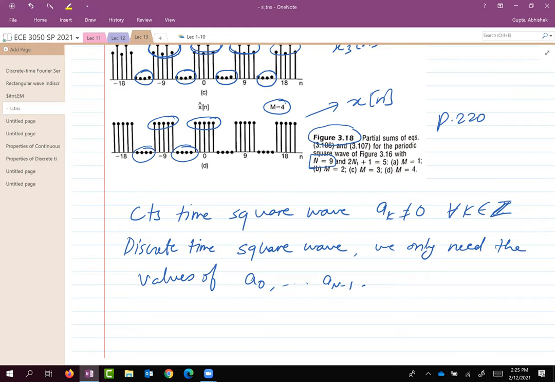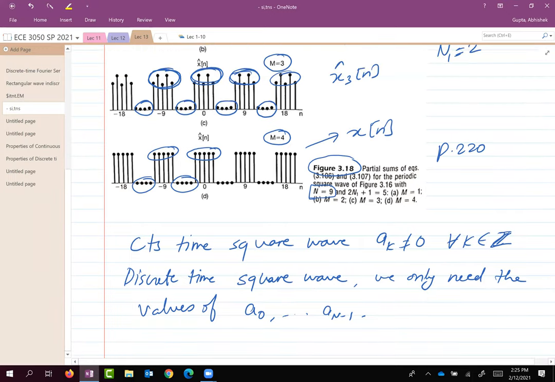And so in discrete time, you can take a finite approximation, but as long as that approximation is large enough, you will recover the original signal. Whereas in continuous time, no matter how many harmonics you pick, you will still have overshoot and undershoot, as we had studied in one of the previous classes. It's always going to be the case.